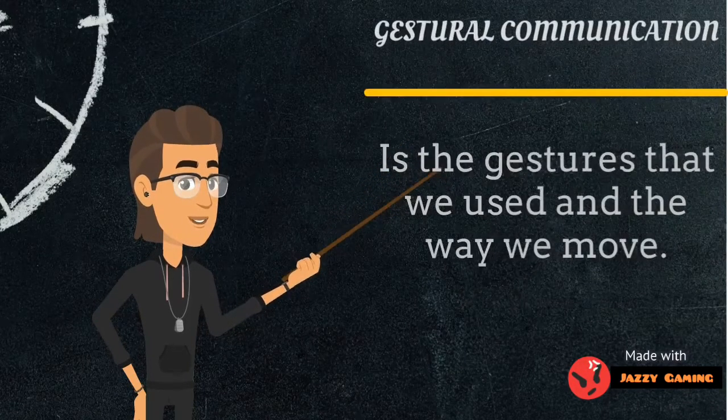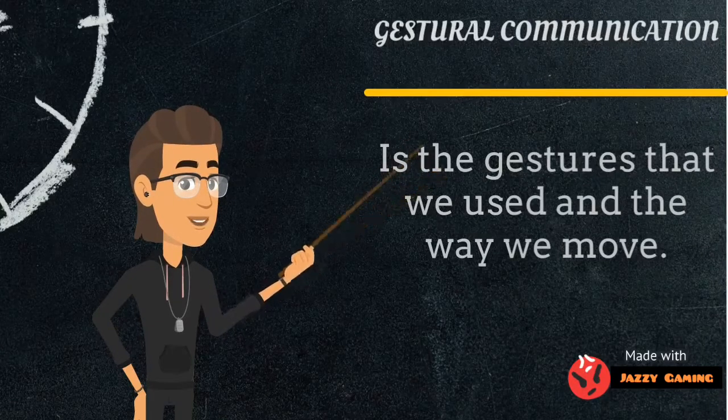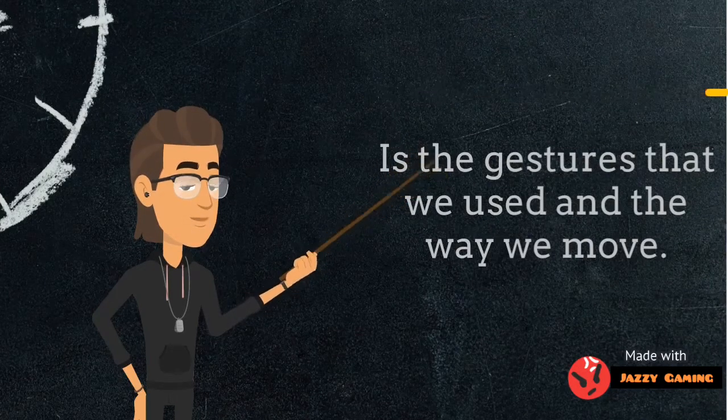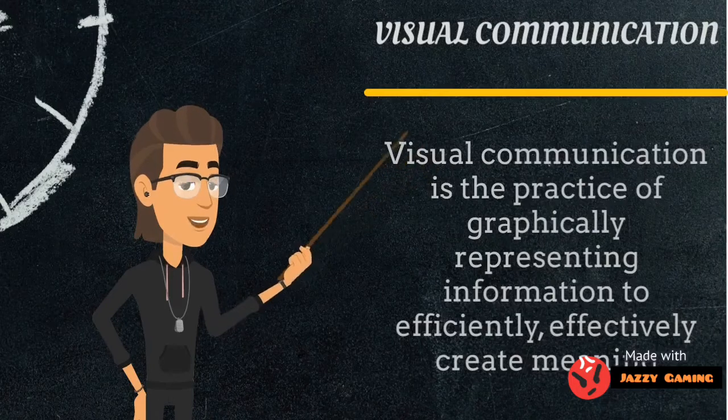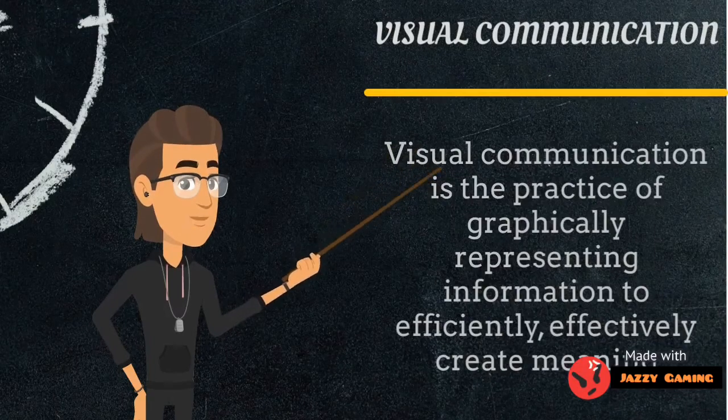Gestural communication is the gestures that we use in the way we move. For example, the way we point at someone, how we hold ourselves, how we use our hands, and where we look when talking to someone. While visual communication is the practice of graphically representing information to efficiently and effectively create meaning. For example, infographics, process diagrams, flow charts, roadmaps, charts and graphs, visual reports, presentations, and mind maps.